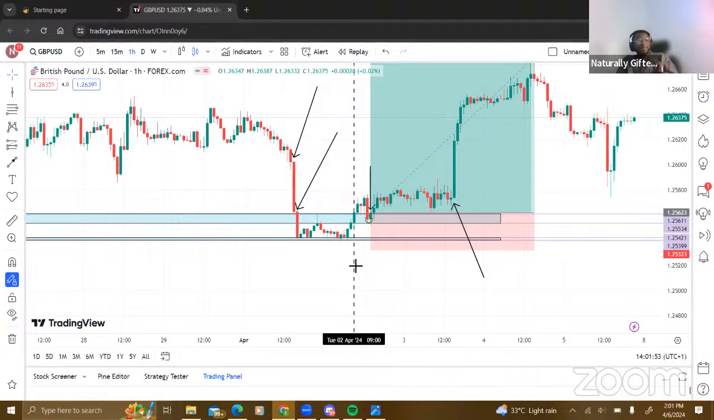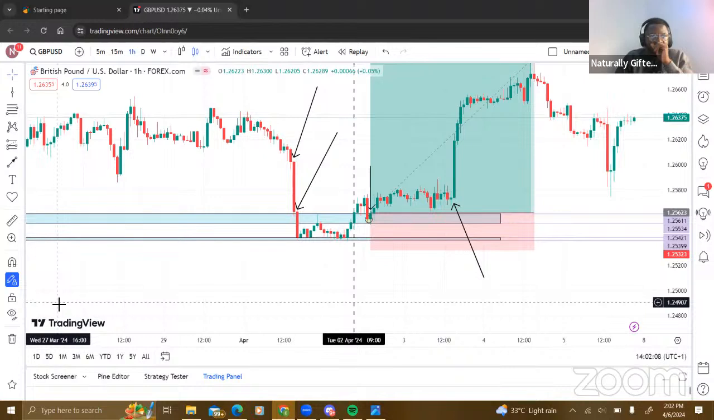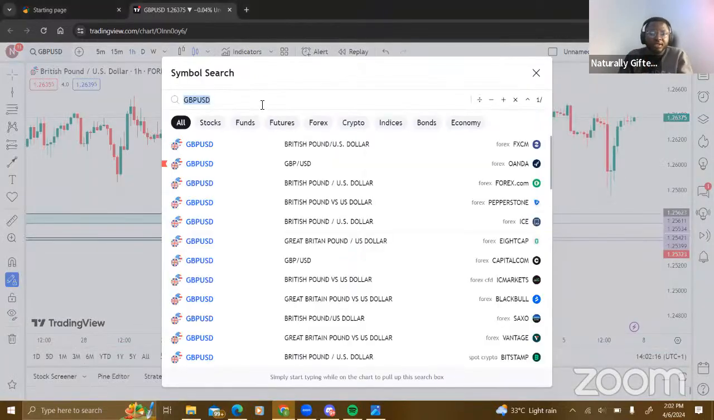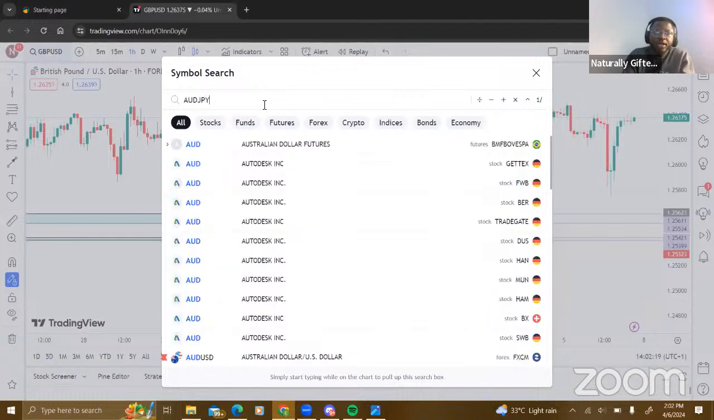This is GBP USD. Very quickly, let me work on AJ. Okay, AJ or GJ, which of them do you want me to work on? 1 more pair and we'll call it a day. AJ or GJ, which of them do you want me to work on? I'm seeing lots of AJ. Okay, so let's go look for AJ. AUD JPY.